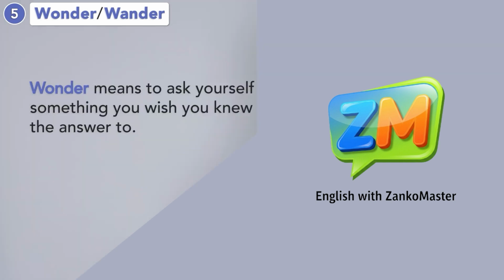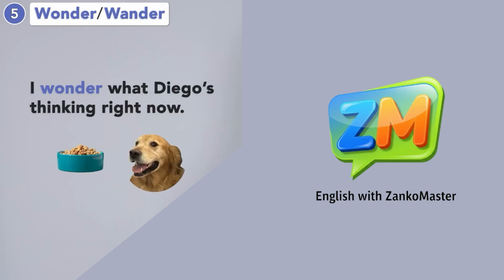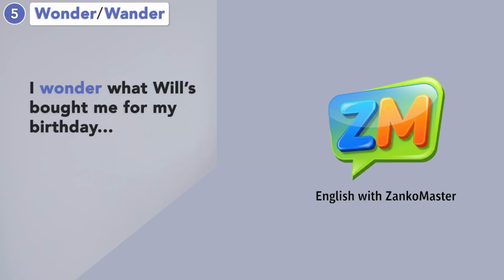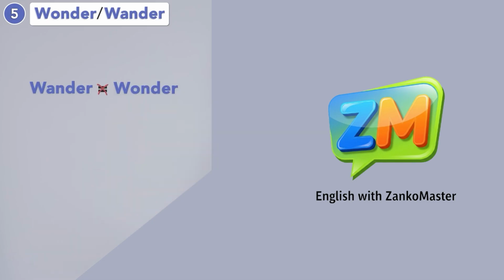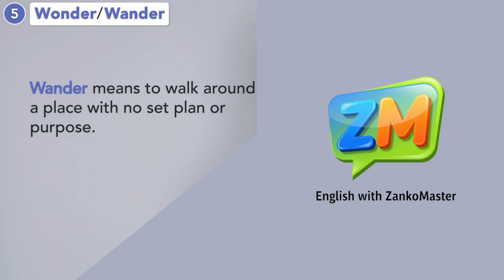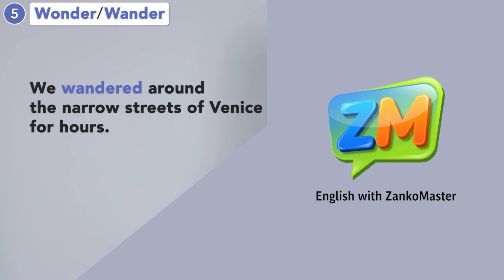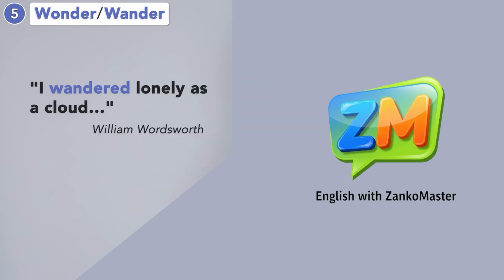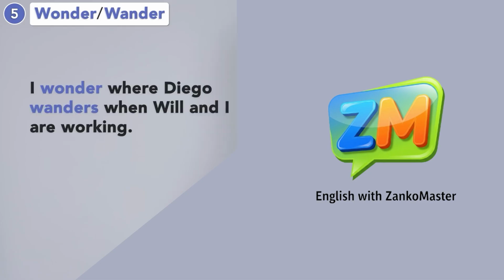Well, wonder is a very useful verb which means to ask yourself something you wish you knew the answer to. I wonder what Diego's thinking right now. But I know what he's thinking. It's his dinner time. We're nearly at the end of the lesson. Or I wonder what Will's bought me for my birthday. Wander has nothing to do with wonder. Wander means to walk around the place with no set plan or purpose. Like, we wandered around the narrow streets of Venice for hours. Or the very famous line from the William Wordsworth poem, I wandered lonely as a cloud. Let's use them both in a sentence. I wonder where Diego wanders when Will and I are working.